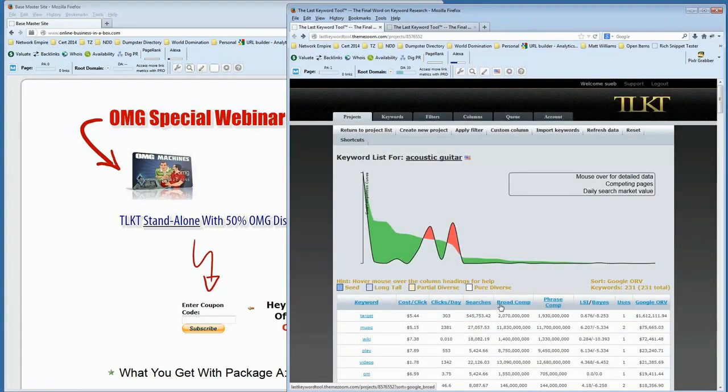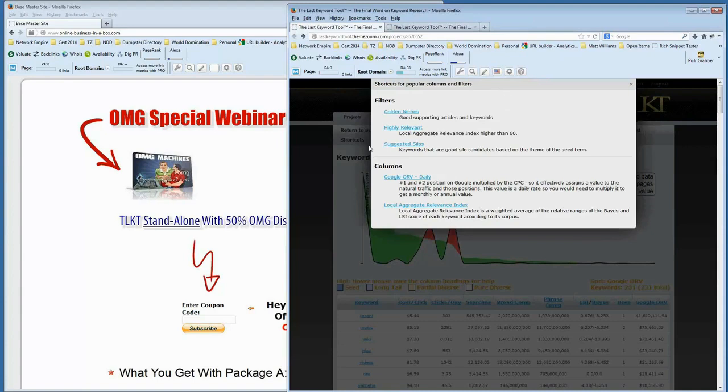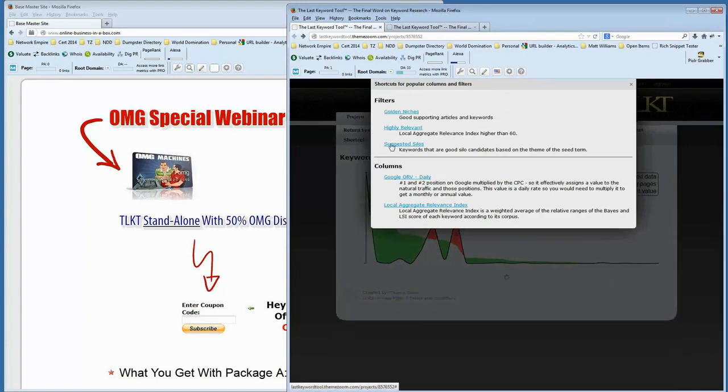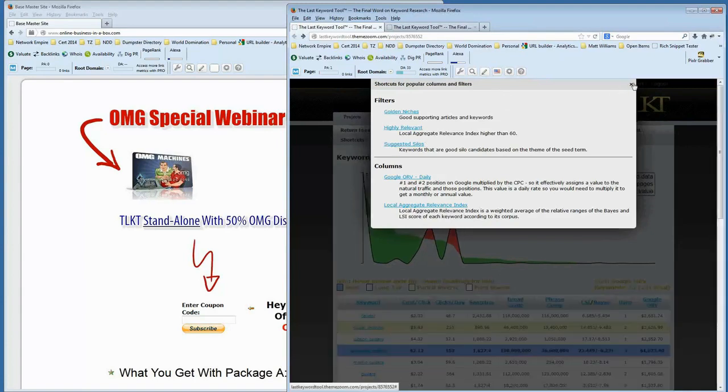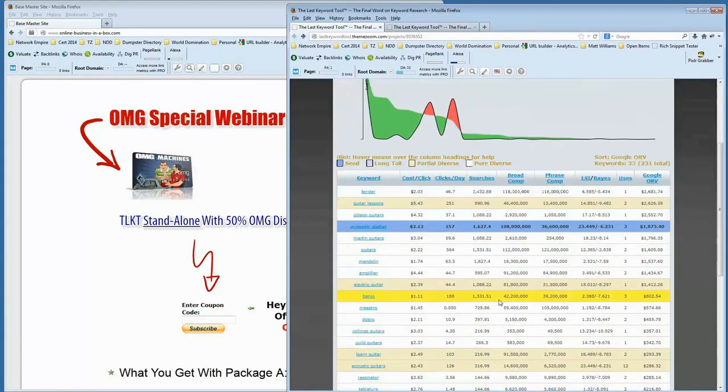Now I've got to find the silos. Within that chunk of guitarness, which is acoustic guitar, I'm going to slice the best silos. So I'm going to apply the suggested silos filter. Correct. I just do that in the simple shortcuts area, and it's going to bring back a lot for me to choose from.